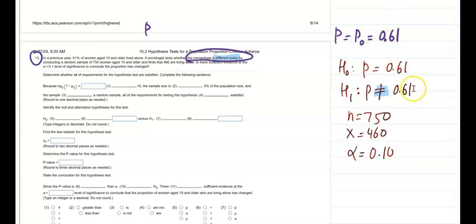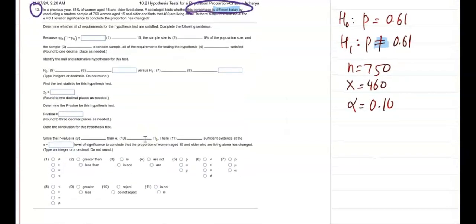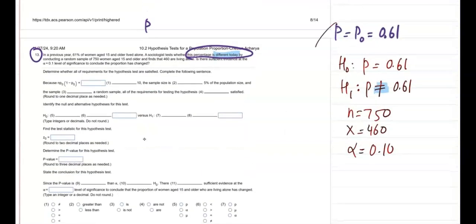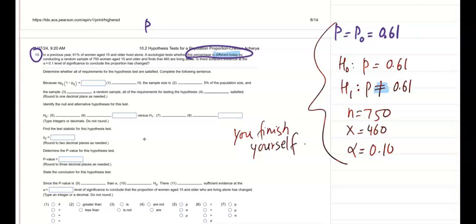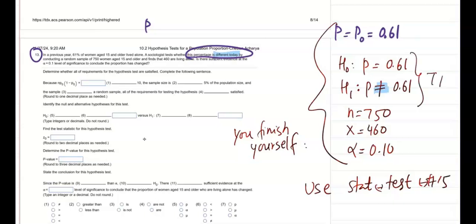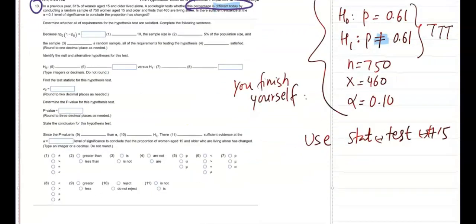Okay, so again, you verify the criteria, you do it all like before. So use a calculator and you finish it yourself like we did before. Again, use start test number 5, and remember, that's a two-tail test. So use not equals to. That's question number 13.